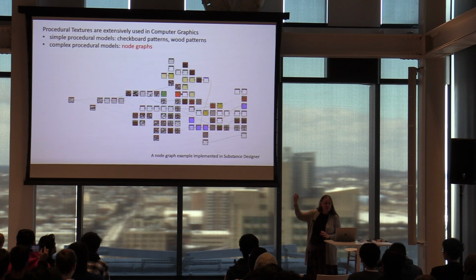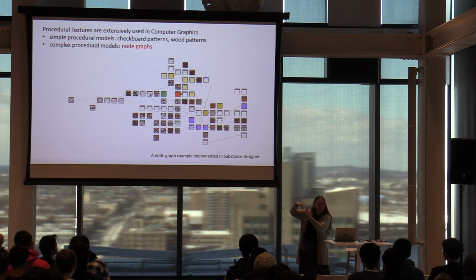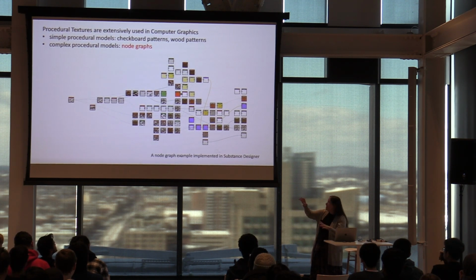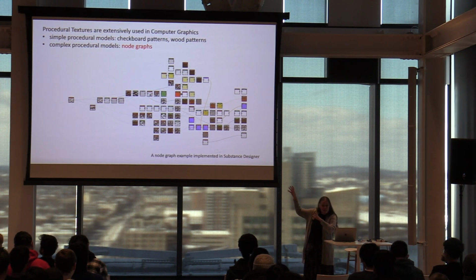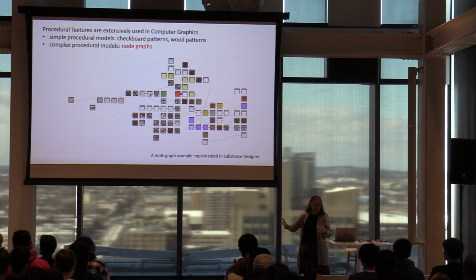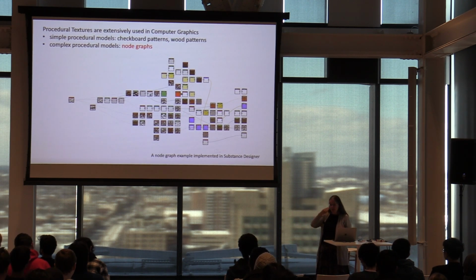Each box is some atomic function, some very basic function, like creating a noise function, creating a simple structure, doing a blur filter. And basically, by visual programming and connecting all these blocks together, you can get very complex material effects. And this is what artists in the film industry and games use to design detailed materials.